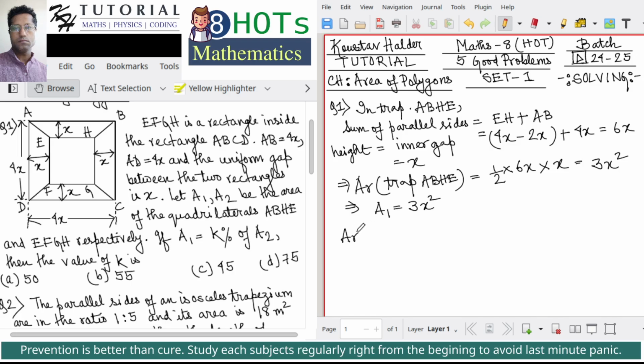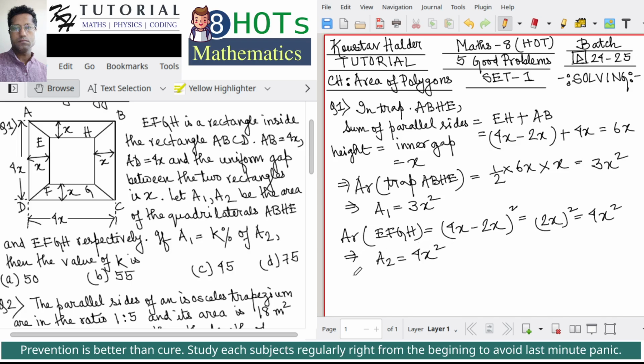So clearly the area of EFGH is equal to, since it's a square, the side of the inner square is 4x minus 2x, this squared, which is equal to 2x squared, which is equal to 4x square. Okay, so this is the area A2. So we have A2 is equal to 4x square.